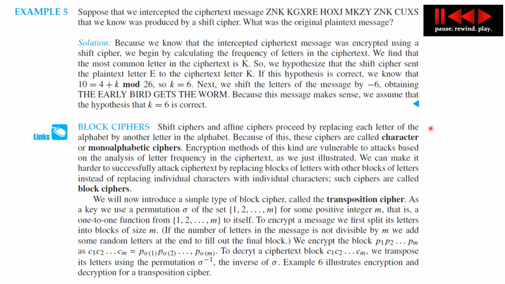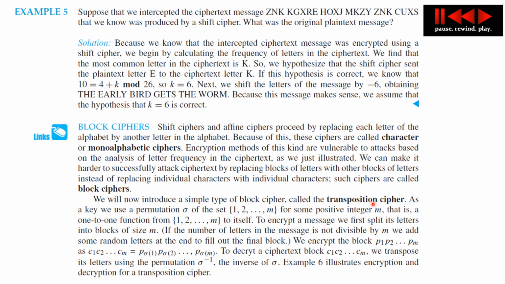Now, there's another type of cipher, and by the way, you can use these in combination, one with another, but we're just talking about them as distinct techniques. It's called block ciphers. Shift ciphers and affine ciphers proceed by replacing each letter of the alphabet by another letter. Because of this, they're called character or monoalphabetic ciphers. Encryption methods of this kind are vulnerable to attacks based on analysis of the letter frequencies, as we've shown. So instead, one of the things we can do is deploy what is called a block cipher. Here you replace blocks of letters with other blocks of letters instead of replacing individual characters with individual characters. Such ciphers are called block ciphers.